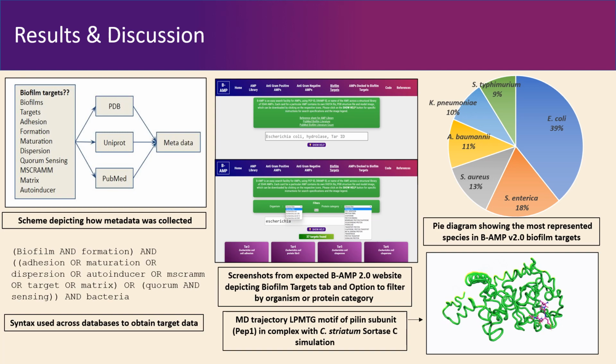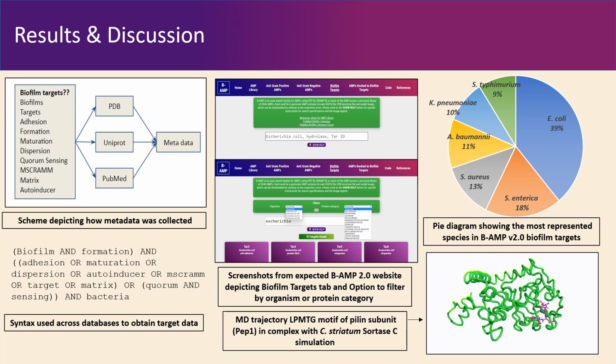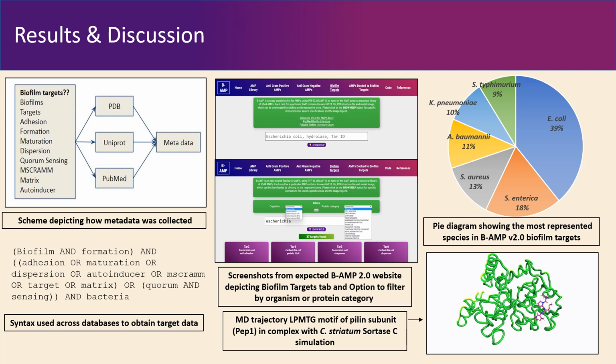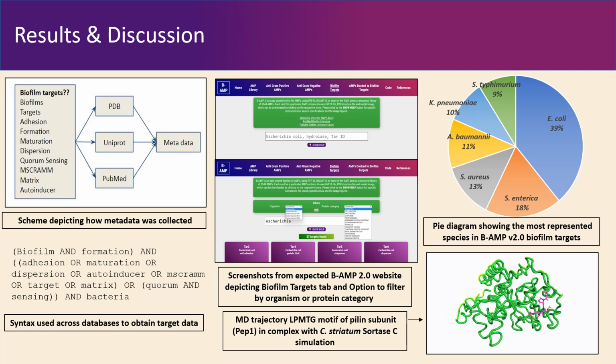RoseTTAFold. BAMP version 2.0 has a dedicated tab for biofilm targets where the user can search with keywords and filter the results based on organism name or function. The results get populated in real time as the user types the keyword. The results are displayed as color-coded tiles based on their PDB-defined function. Each tile contains information such as the unique target ID, name of the source organism, downloadable FASTA files, PDB or UniProt GO functions, PDBQT files, and PubMed links to relevant literature.